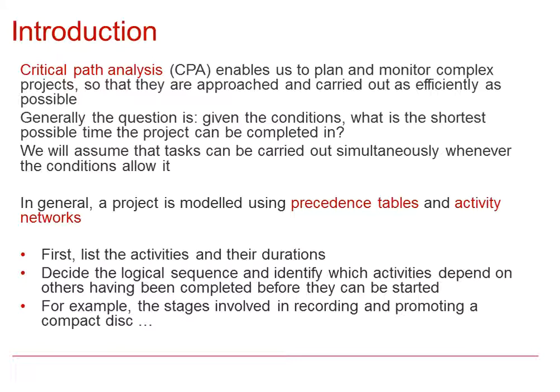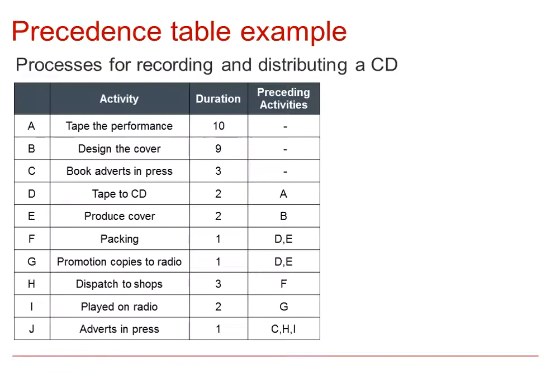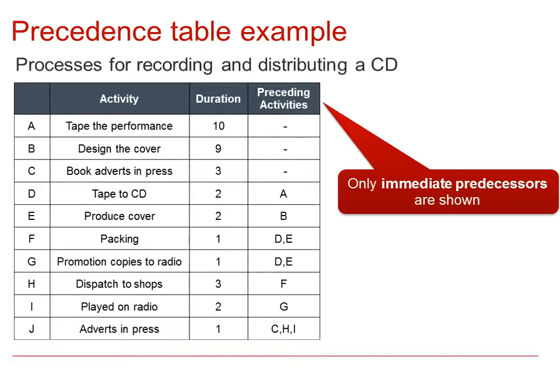Let's look at an example of the stages involved in recording and promoting a compact disc. So here we have the processes which we've identified as A through to J, and the duration of time, in whatever units, that we think it will take. The preceding activities column only shows the immediate predecessors.